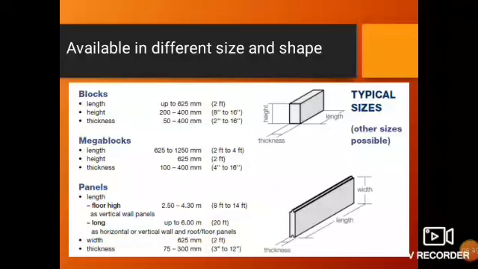The blocks' length is up to 625, height is 200 to 400 mm, thickness is 50 to 400 mm. The mega blocks are 625 to 1250 mm in length, and in height it is 625 mm, and in thickness it is 100 to 400 mm. For panels it is different, we can see in this slide.